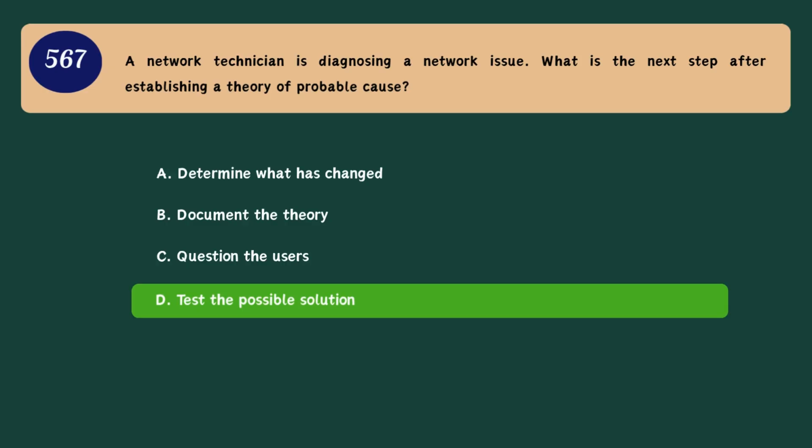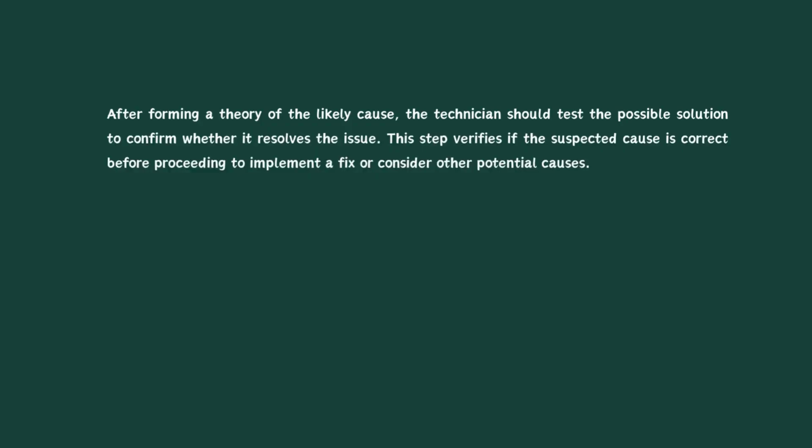Correct answer. D. Test the possible solution. After forming a theory of the likely cause, the technician should test the possible solution to confirm whether it resolves the issue. This step verifies if the suspected cause is correct before proceeding to implement a fix or consider other potential causes.